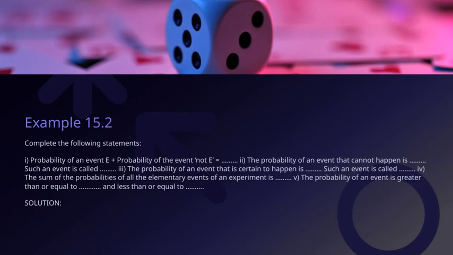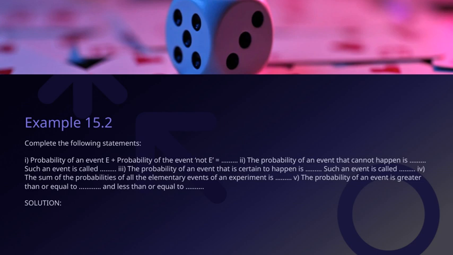Let's start with the first point. The probability of an event E plus the probability of the event not E equals 1. This highlights a fundamental concept in probability, that these two probabilities together always cover all possible outcomes of an experiment. Essentially, either an event happens or it doesn't, and their probabilities sum to 1.